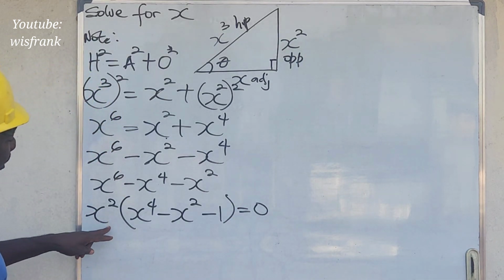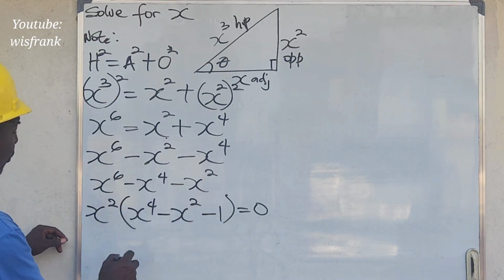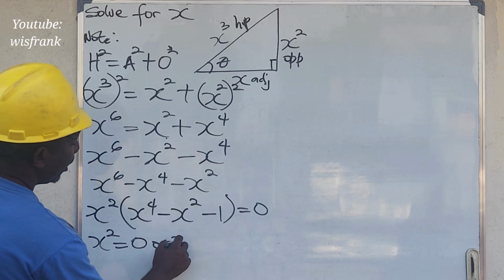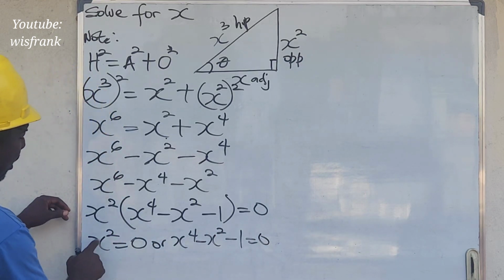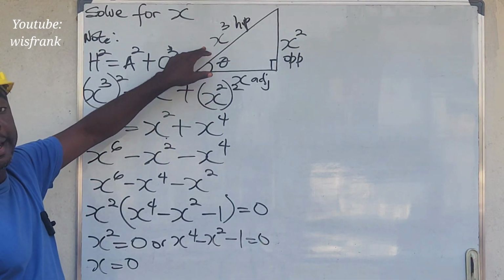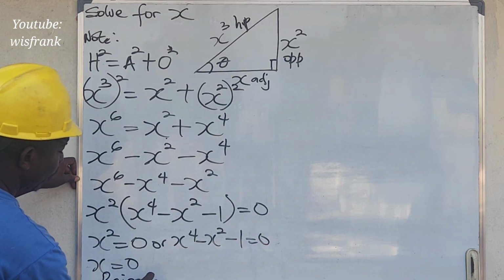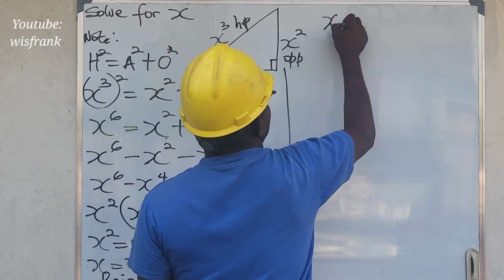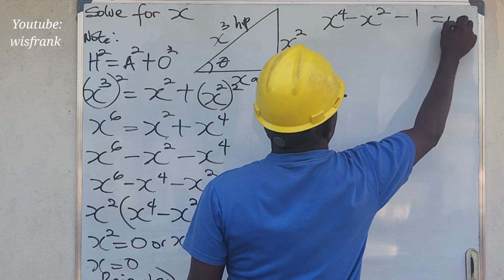So in this case, it is either x to the power of 2 equals 0 or this parenthesis equals 0. So the first one, we have x to the power of 2 equals 0, or we have x to the power of 4 minus x to the power of 2 minus 1 equals 0. Here, our x will be equal to 0. So in this case, this length cannot be equal to 0. So this one is rejected because x cannot be equal to 0. So we take the second one, where we have x to the power of 4 minus x to the power of 2 minus 1 equals 0.